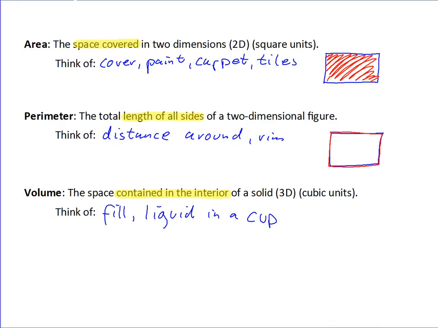For volume, we use cubic units. So, for example, cubic centimeters, cubic feet, and we can show that by using the exponent 3 for cubic, or we can just write it out like cubic inches, for example. Area, we use square units, so that would be, for example, centimeters squared, feet squared, or square inches.